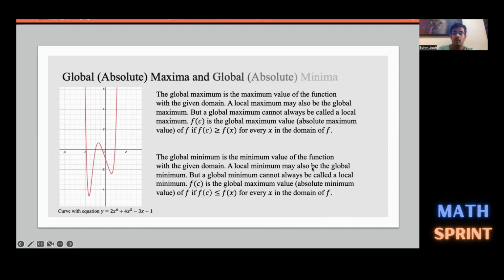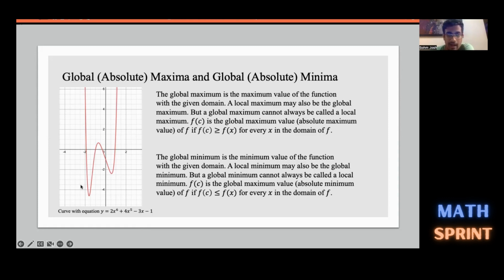All right, let's move on to global maxima and global minima, also called absolute maxima and absolute minima. The global maxima is the largest value a function could possibly output for a given domain. And the global minima is the smallest value a function could possibly output for a given domain. For some functions, the local maxima and the local minima also happen to be the global maxima and the global minima respectively, but don't always assume this is the case.